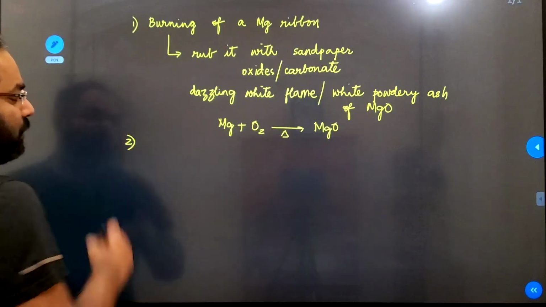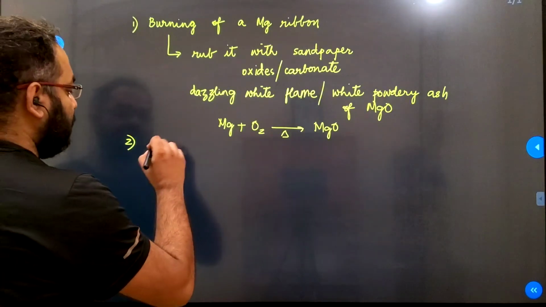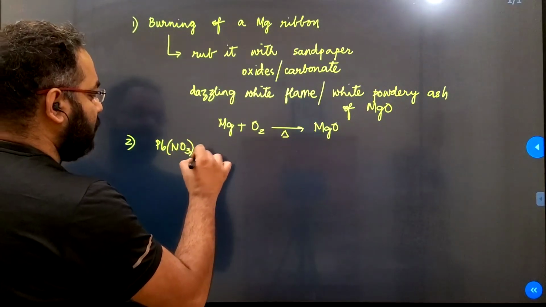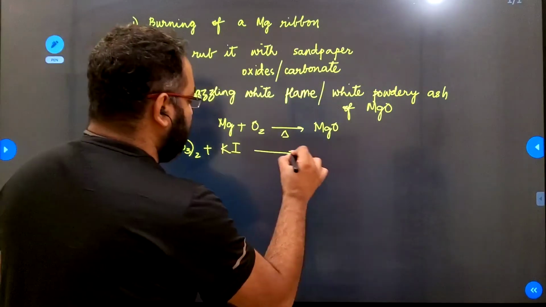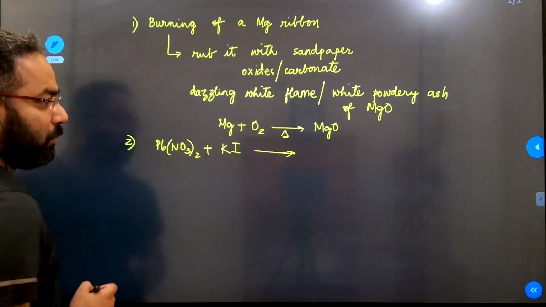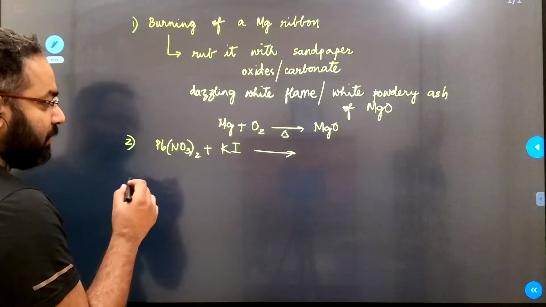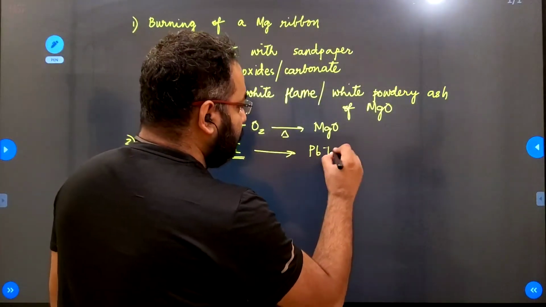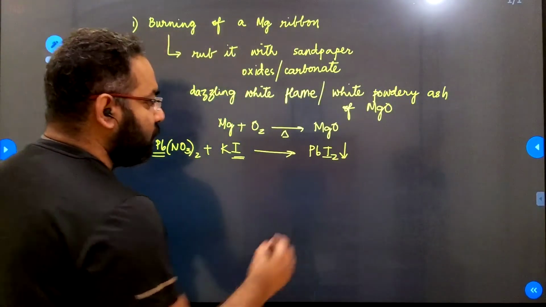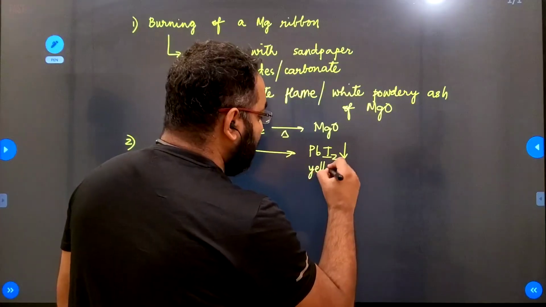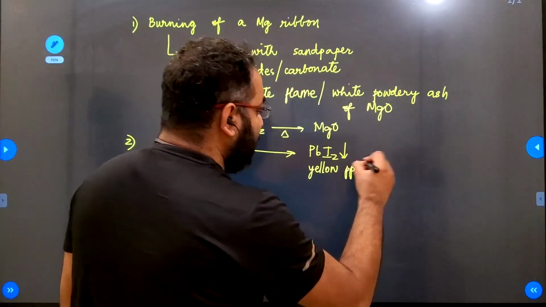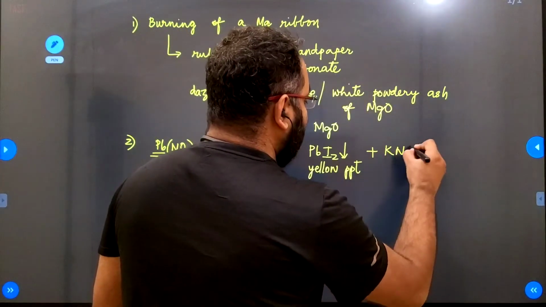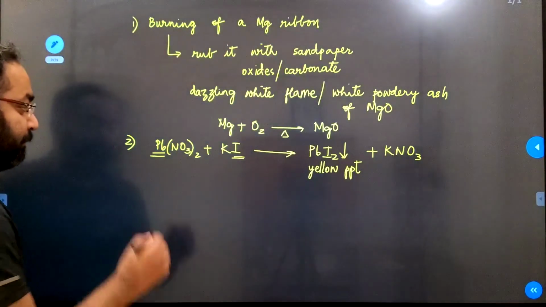The second thing we spoke about was the addition of Pb(NO3)2 to a KI solution. So when you add lead nitrate to potassium iodide, a double displacement reaction takes place where lead combines with iodine to give you PbI2. And PbI2 is known to have a yellow precipitate. This is a very popular question you can get asked in this chapter, so please remember the color. Along with that, you're going to get KNO3, which is potassium nitrate.